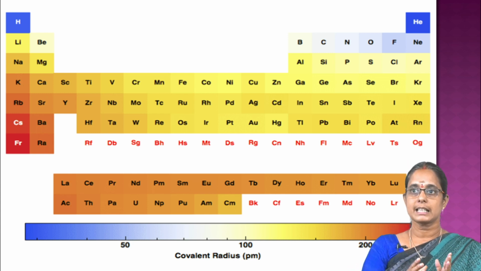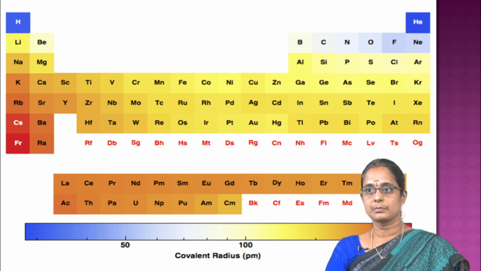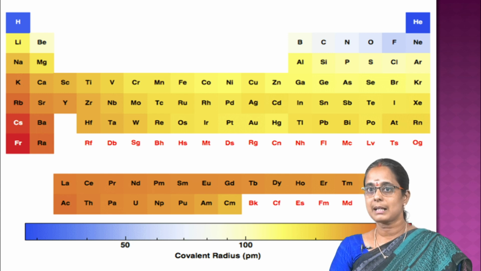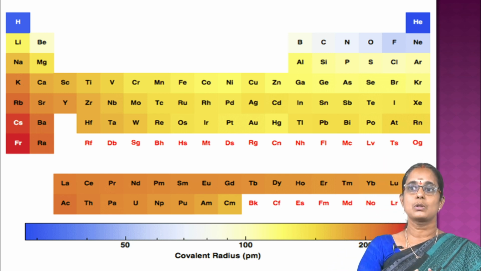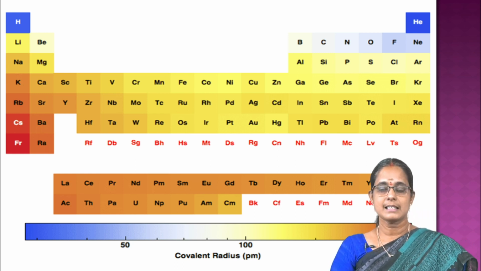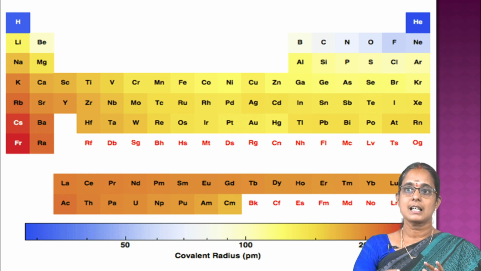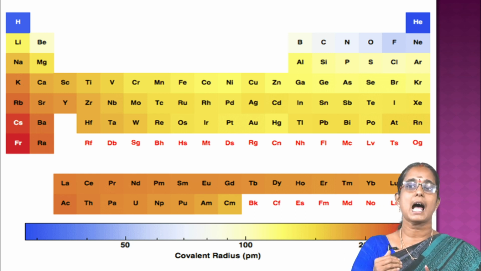The covalent radii increase down a group in the periodic table, that is, for the alkali metals. The covalent radii increase as we go down from lithium to cesium. This is because, as we go down a group, extra shells are added.